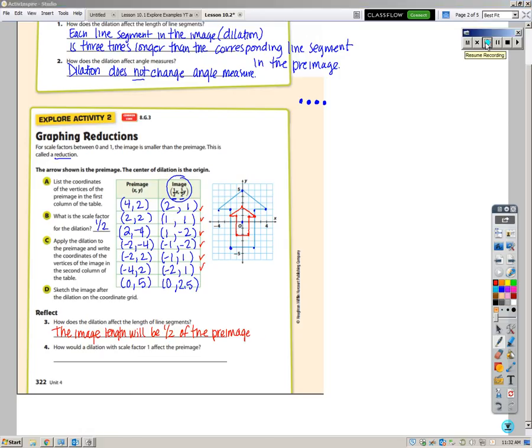Okay, and then our second reflect question here is, how would the dilation with a scale factor of 1 affect the preimage? Well, if we think about this, a scale factor of less than 1 is going to be a reduction. A scale factor of greater than 1 is going to be an enlargement. A scale factor of 1 is the exact same, right? It's a 1-to-1. So the image and the preimage would be the same, right? There would be no change.